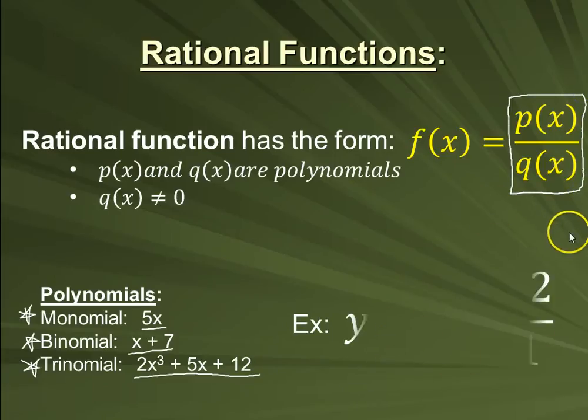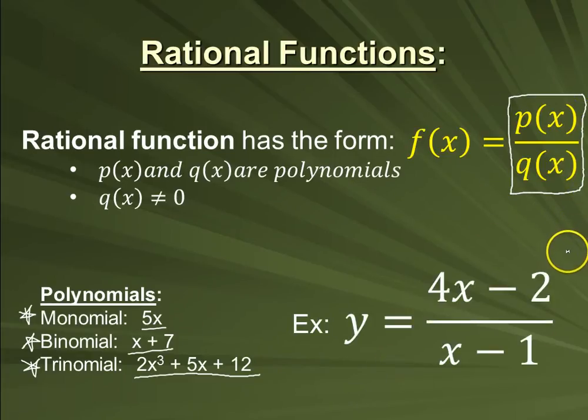An example of a rational function would be 4x minus 2 divided by x minus 1. That would be a binomial divided by a binomial. But like I said, you don't have to have bis. You could have monomials, you could have trinomials. It can look a lot of different ways. Now, q of x can't equal 0. Hopefully we recognize by now we can't have a 0 on the bottom. So q of x will never be 0.